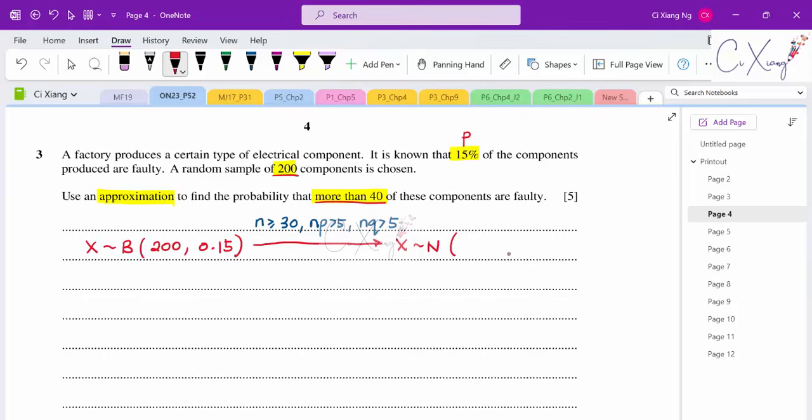How to get the parameters in the normal distribution? The first value here should be the mean. So how to get the mean? You take 200, multiply with 0.15, and you get 30.